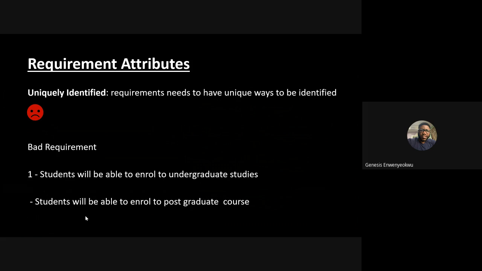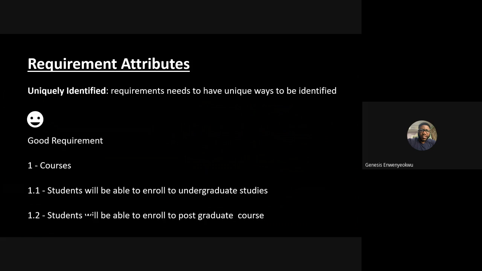But no, you still have to go further to ensure that your requirements are perfectly identifiable as it ought to be. So you say, okay, let's have an epic called courses. So in my requirements, there's a section that I want to talk about courses. That section is section 1. Now, section 1.1 is that students will be able to enroll to undergraduate studies. Section 1.2 is that students will be able to enroll to postgraduate courses or studies.